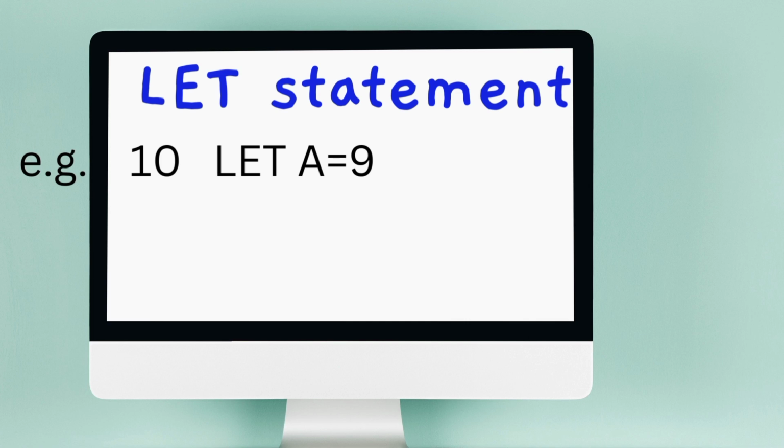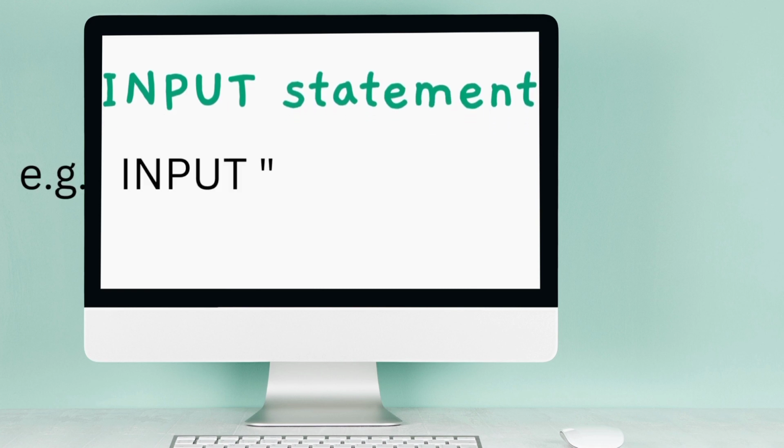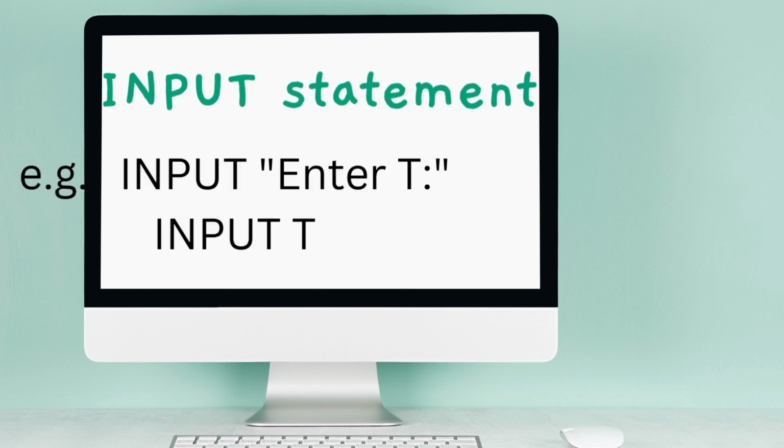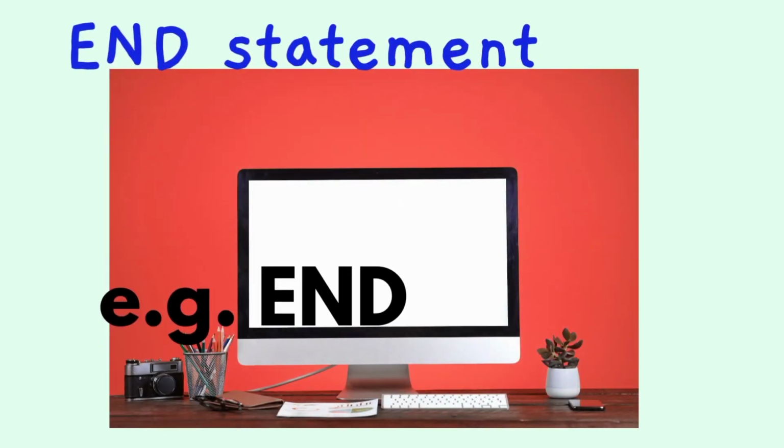The input statement. This is used to get some data from the person that's running the basic program. It tells the person to input or insert some value into the program. You will know how this is used when we use it in a program. Another one is the end statement. This is written at the end of the program. It tells the compiler that there are no more instructions to execute, and so it terminates.